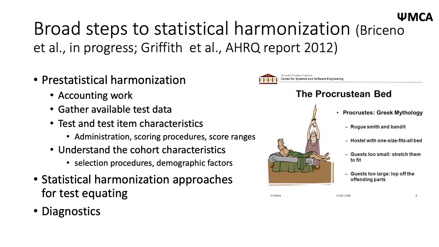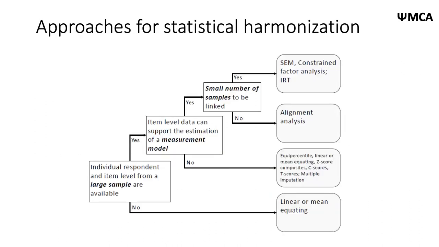But let's talk about approaches for harmonization. This is sort of a decision tree to help you. If you start at the left, do you have individual respondent and item level data from a large sample? If you don't, then you might want to apply some linear or mean equating, like a z-score approach or something like that. And it's not necessarily harmonizing or equating. It's more just linking of scales.